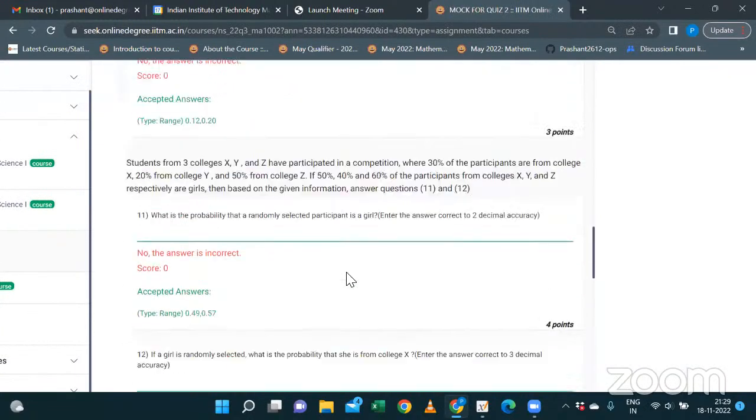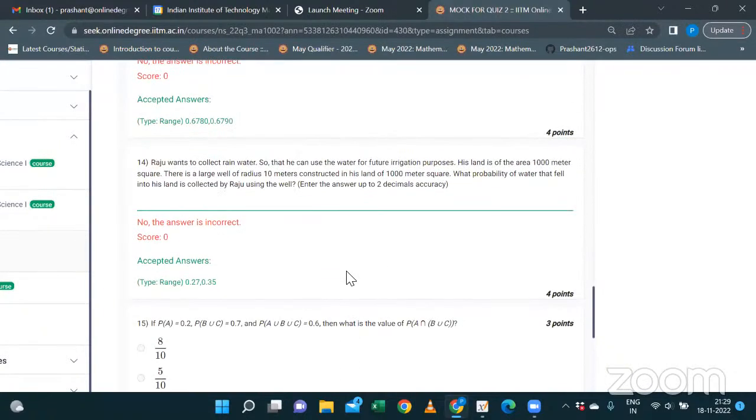So what about question number 14? Any doubt in this? It's a simple probability, a straightforward question. What is the total? Total is 1000 meter square. And what are the favorable cases? It's pi r square with r equal to 10 meters, so you can find the area. Area is pi r square, so pi times 10 square will be 100 times pi. So just put the value of pi and divide by 1000. It's a simple thing.